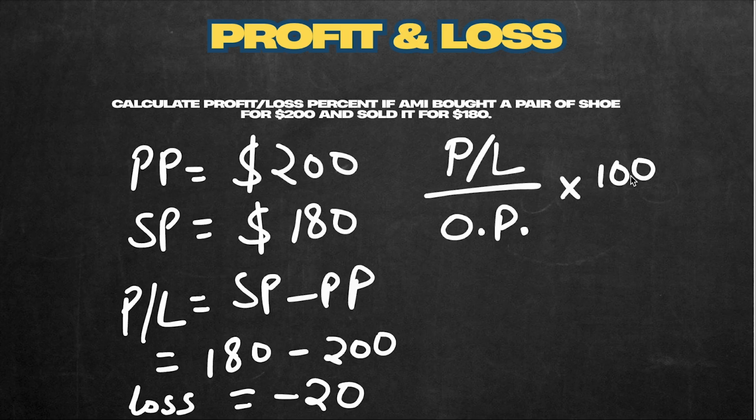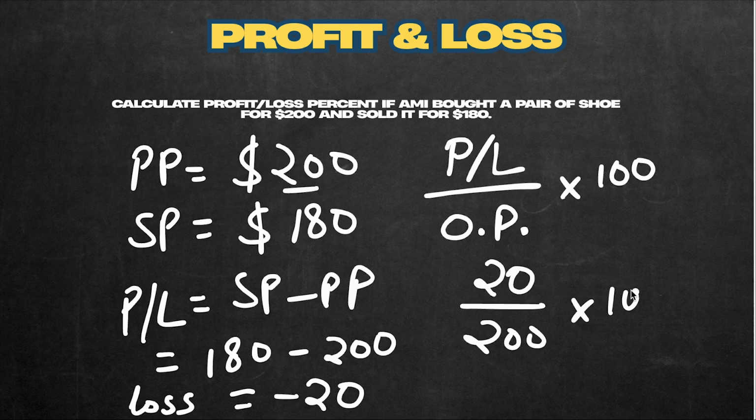If there's a discount going on or something, always use the original. What was the original price? Now, my loss was 20. So in this case, I don't need to use this minus. As I told you, to calculate percent, I don't need to do that. 20 over the original price, which was 200, times 100, right? It should come down to 10%. So in this transaction, Amy lost 10% of her money. She made a loss of 10%. Easy, right?